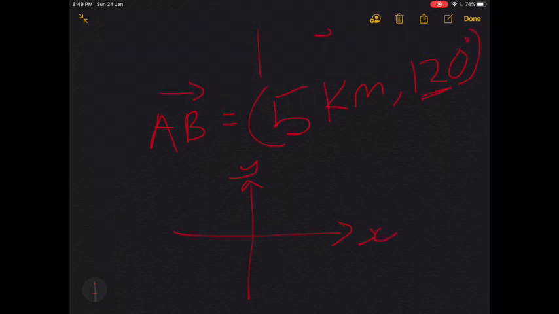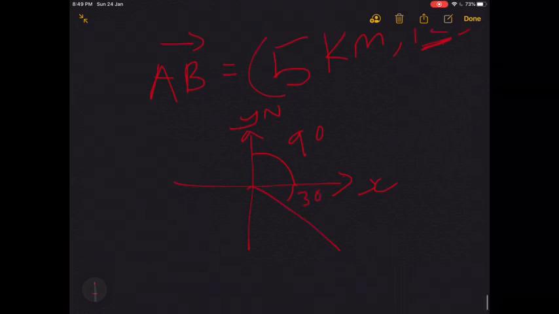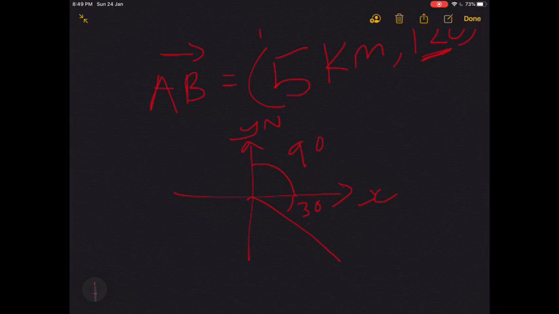The direction should always start from the north. So 90 degrees, remaining 30 degrees. Now, the magnitude is the length of this line, which will be 5 kilometers. Now we can get the x and y components by applying SOHCAHTOA. If you have not seen our video on trigonometry, you can revise it.